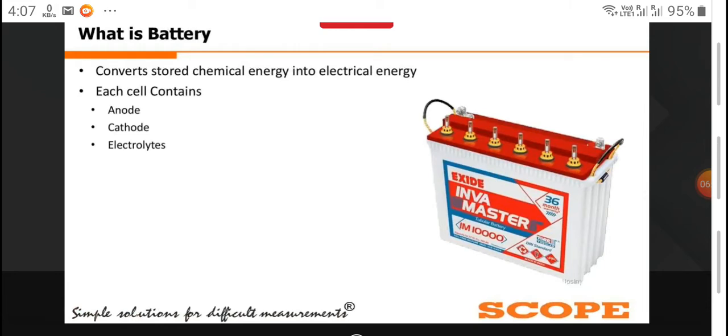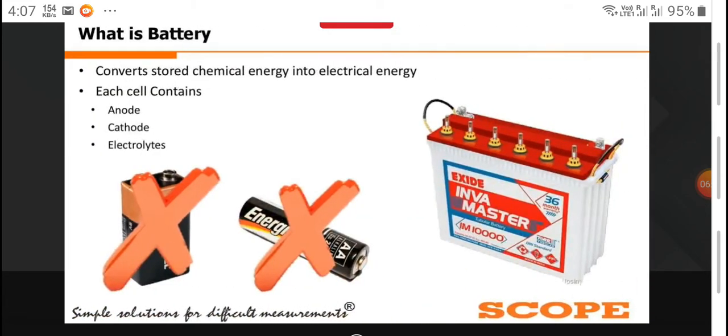So this looks much like a battery, but in this case we are not calling it a battery. That is why the cross mark is there. This we are calling a cell.